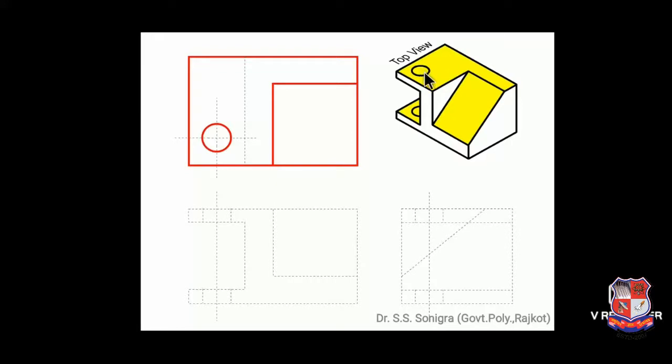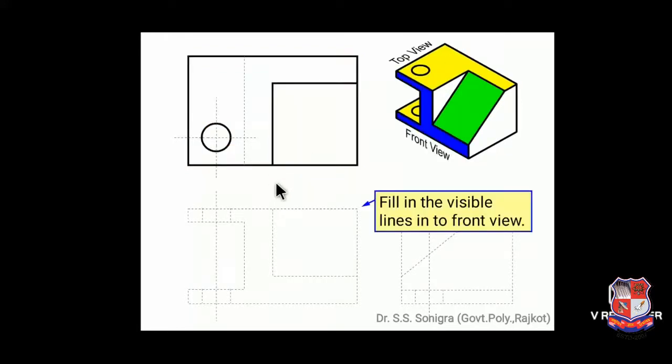This circle will be visible. These lines will be visible. This line is visible. So that circle, these lines should be dotted. Rest all lines should be full line. Similarly, fill visible lines in this front view.